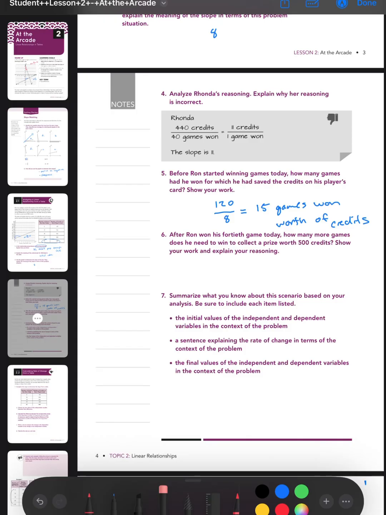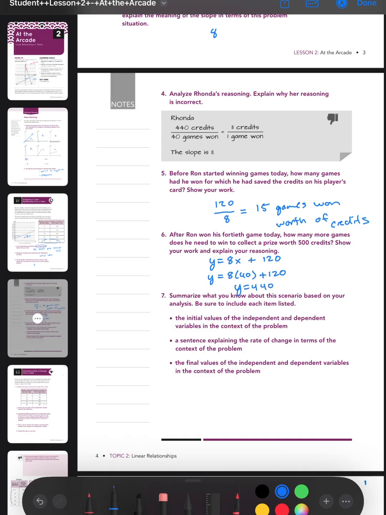All right, next, looking at number 6, after Ron won his 40th game today, how many more credits does he need to win to collect a prize with 500 credits? Well, let's write an equation for this. So we know that he's earning 8 credits per game. So I'm going to say y equals 8 times the number of games he's won. But he's starting out with an initial value of 120. So let's first plug in 40 that he's going to win. This is after he's won his 40th game. So if we do 8 times 40 plus 120, and we can put that into our calculator, 8 times 40 plus 120. That means he has a total currently of 440 credits.